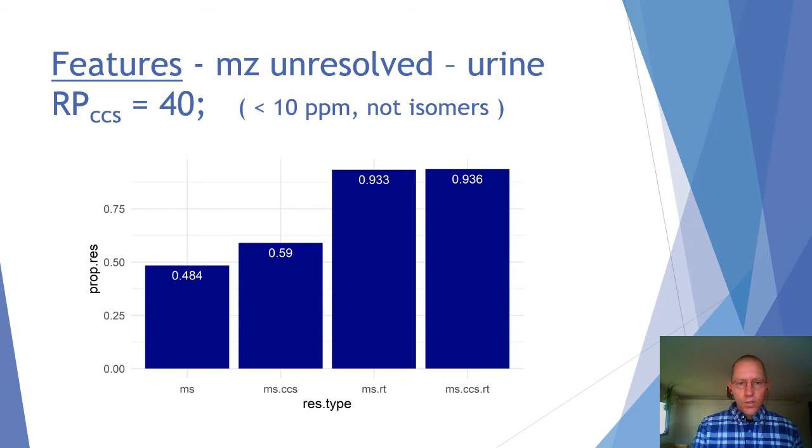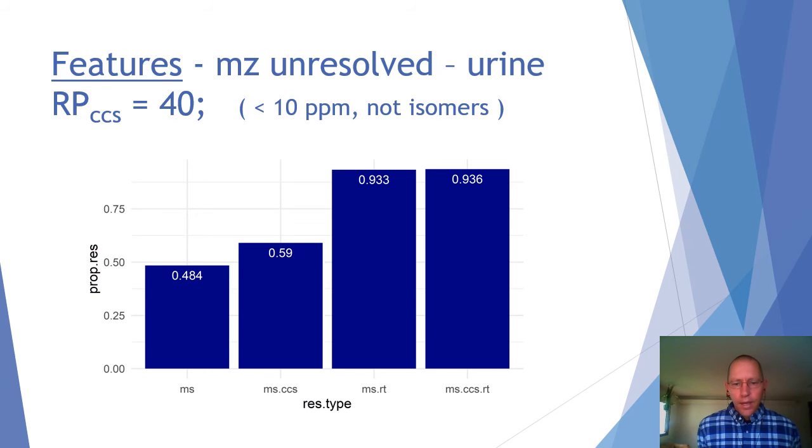So let's get a little simpler overview on all of this. If we look at the bar plot here, we have resolution type on our x-axis and the proportion resolved on our y-axis. We can see that with MS alone, we're looking at a value of about 0.48, so 48% of our feature pairs are resolved. We can improve this by about 20% by adding CCS. And we can improve it further by adding retention time. We get up to about 93%.